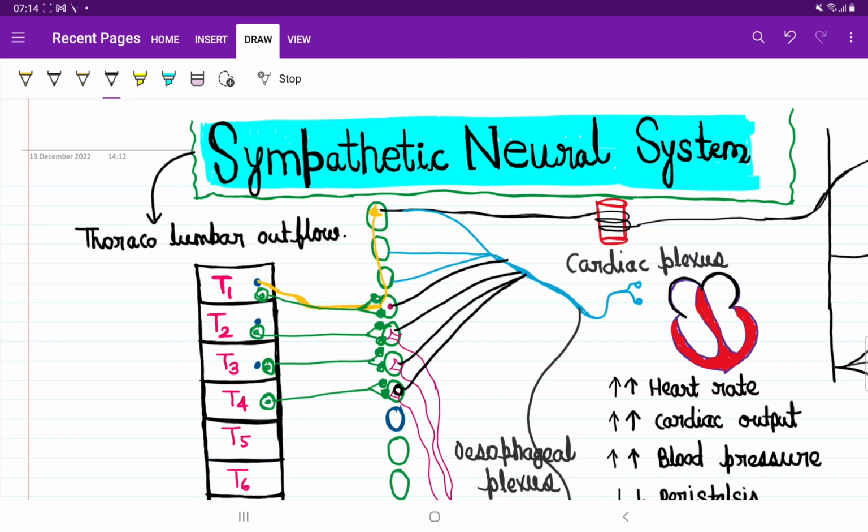Another part of the autonomous neural system is called the parasympathetic neural supply. It includes the 3rd, 7th, 9th, and 10th cranial nerves and sacral spinal nerves. That's why we call it craniosacral outflow. Now please come back to the sympathetic neural supply, which is called thoracolumbar outflow.